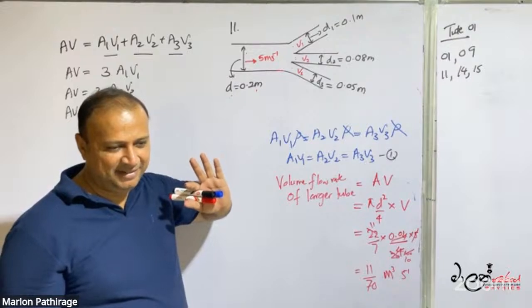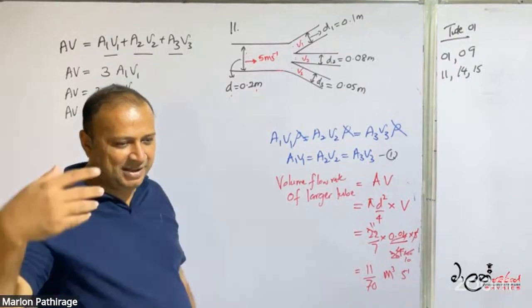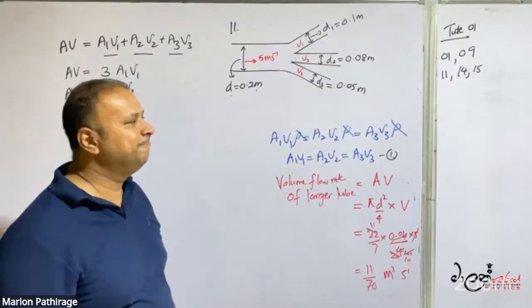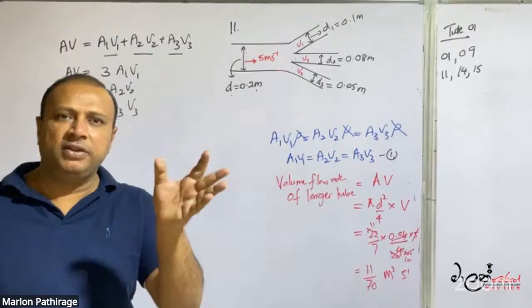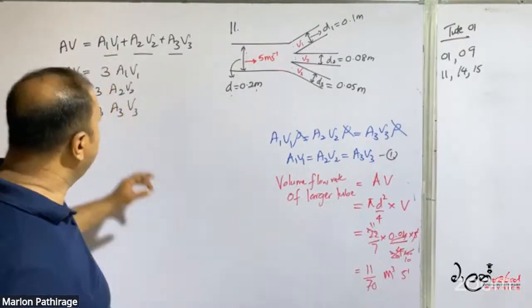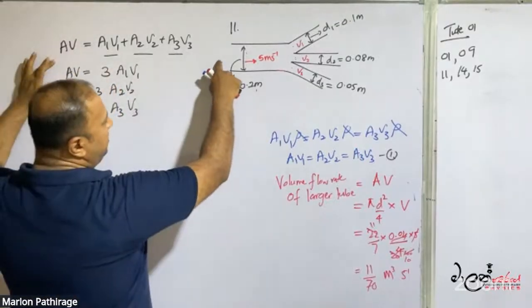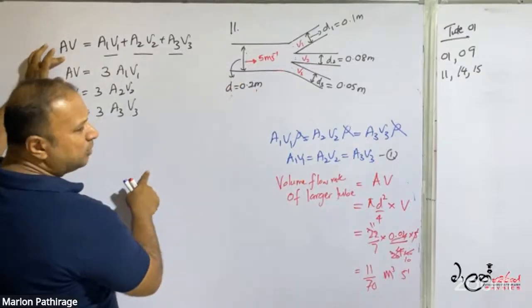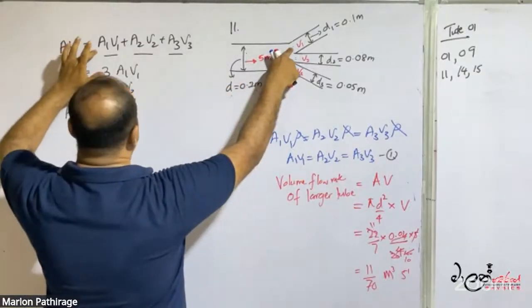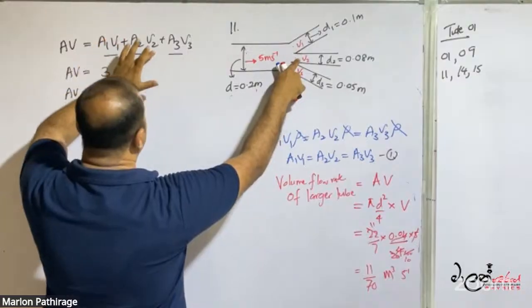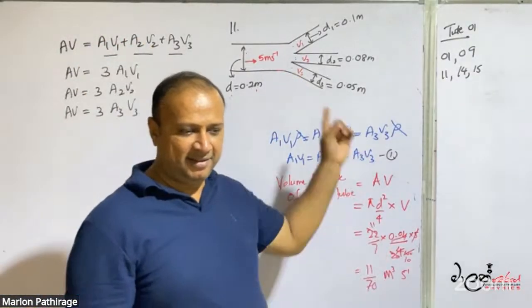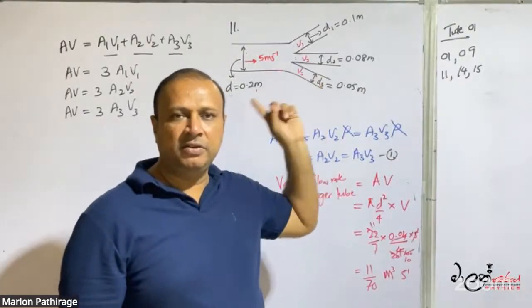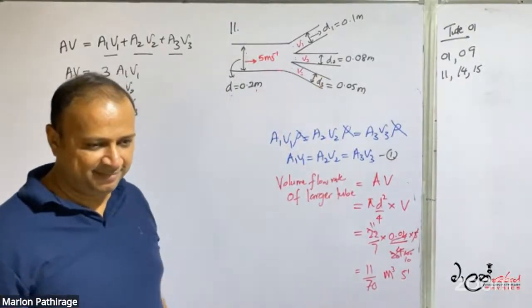Very good. Now I can apply the equation of continuity. If I apply the equation of continuity, this main large input AB should be equal to A1 V1 plus A2 V2 plus A3 V3. Do you understand the application of the equation of continuity?